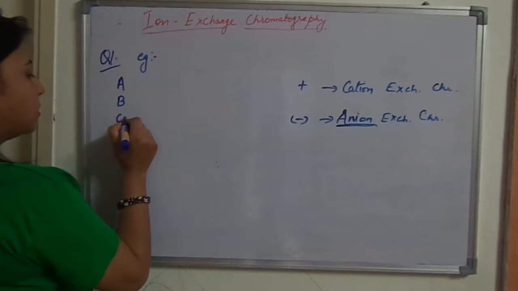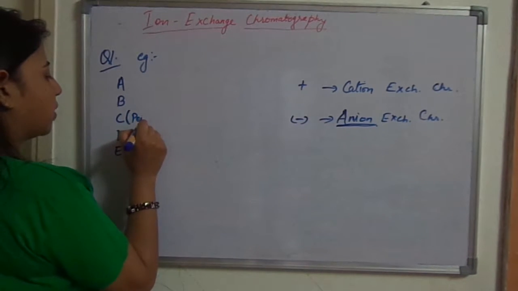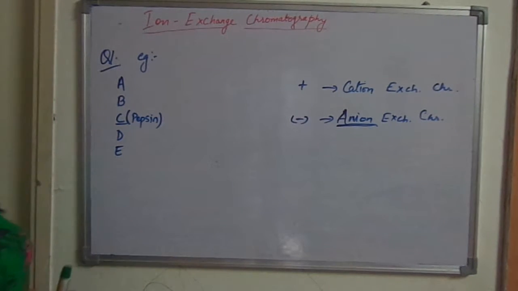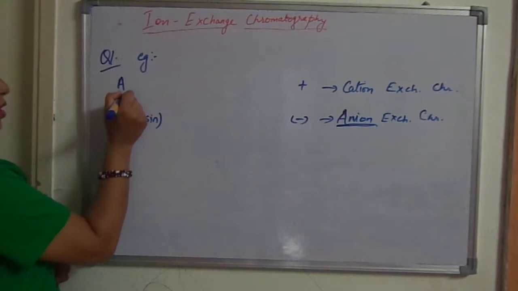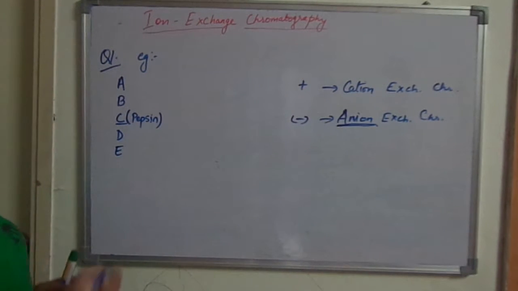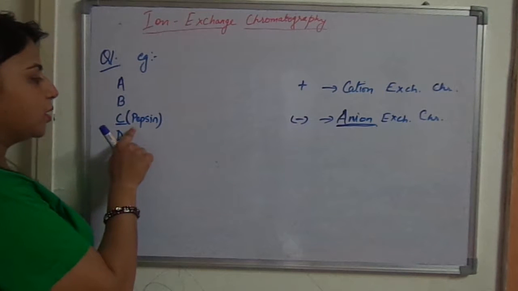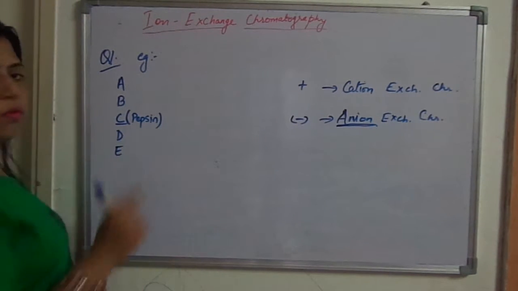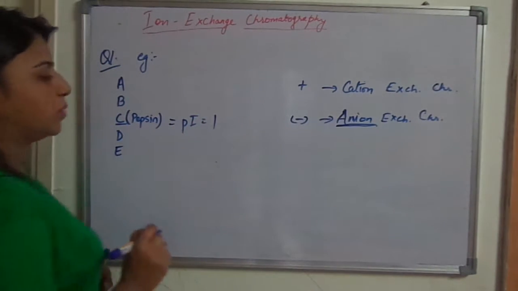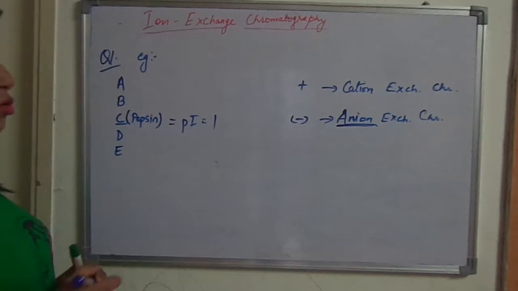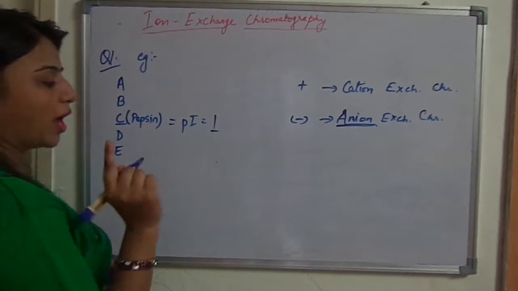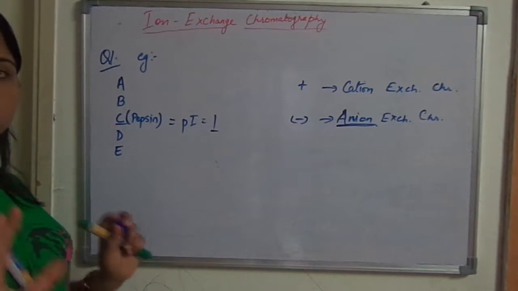Right? Among these, protein C is pepsin in this mixture, and we have to separate this C protein from the rest of the proteins A, B, D and E. How will you separate? First of all, from the internet, you will find out the pI of this protein. The pI of pepsin is 1. pI is the isoelectric point. So at pH 1, pepsin is going to have a net charge of 0.